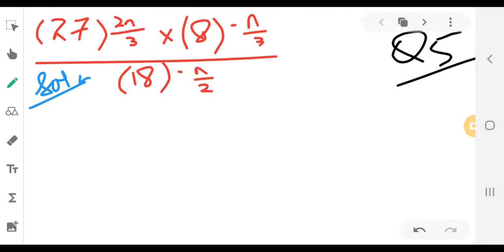Thank you. Now you can see question number 5 on my screen, that is 27 whole to n upon 3 multiplied by 8 whole minus n upon 3 divided by 18 whole m minus n upon 2. So in order to solve this question, firstly we have to expand all of these numbers.